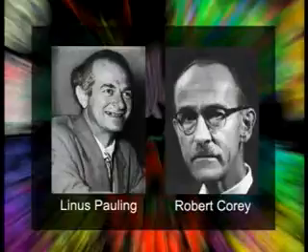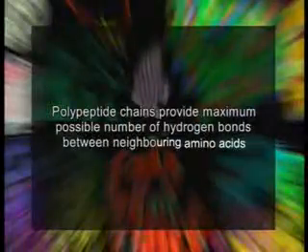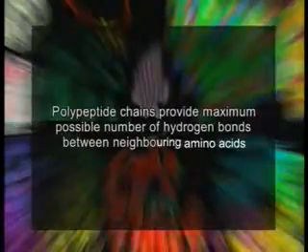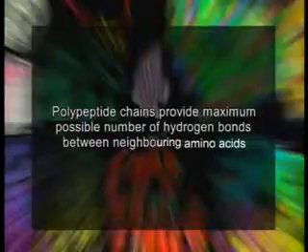The early studies on protein secondary structure were carried out by Linus Pauling and Robert Corey of the California Institute of Technology in 1951. By studying the structure of simple peptides consisting of a few amino acids linked together, Pauling and Corey concluded that polypeptide chains exist in preferred conformations that provide the maximum possible number of hydrogen bonds.